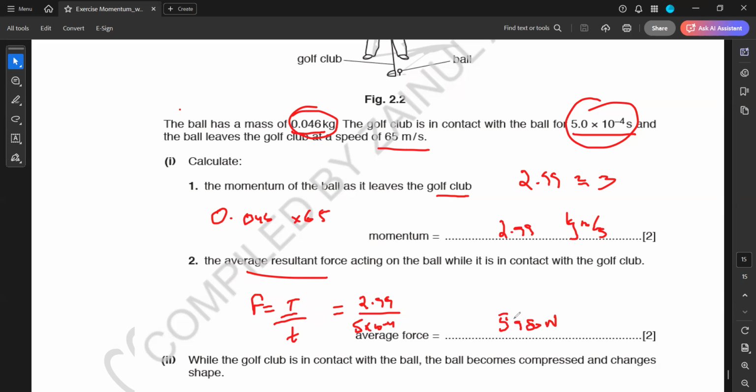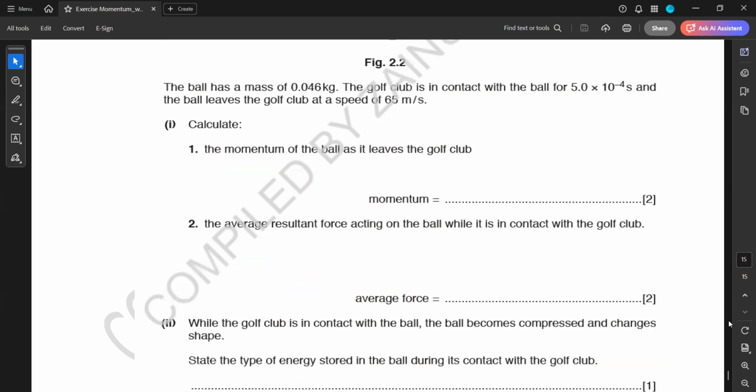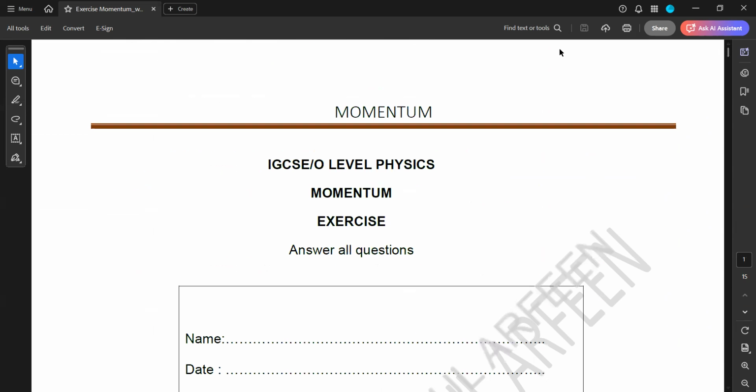Is it clear? So remember that whenever the object starts from rest or stops, the impulse is the same as the momentum because one of the momenta is 0. While the golf club is in contact, the ball becomes compressed and changes shape. So whenever an object changes shape or is compressed, which form of energy is stored? We'll say elastic strain energy will be stored in the ball. Is it clear?